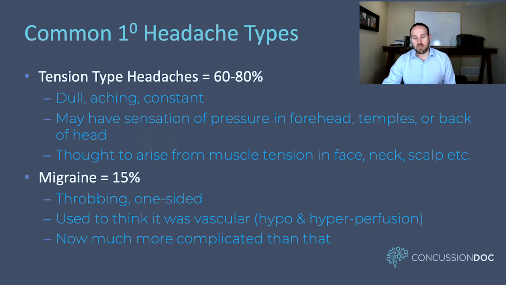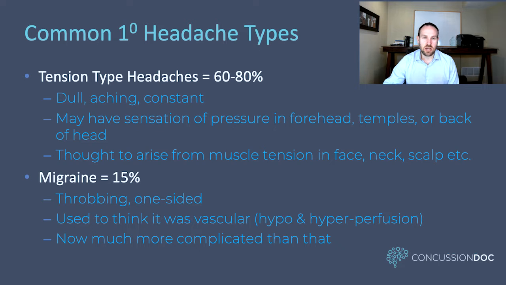So the most common primary type headaches, I'm going to go through the top 3, which is tension type and migraine and cluster. I'm not going to get into cluster because those aren't as common in the PCS community. But tension type and migraine headache. Tension type headaches make up about 60 to 80% of all headaches.